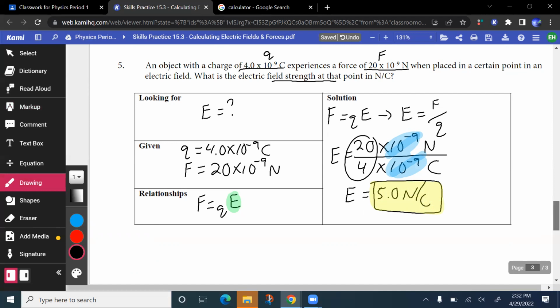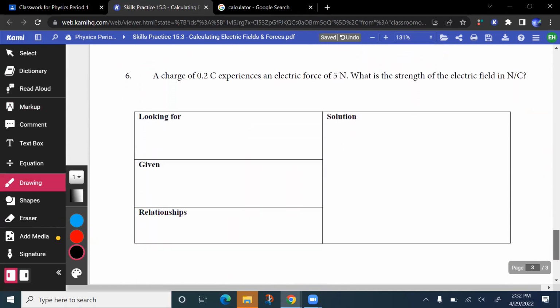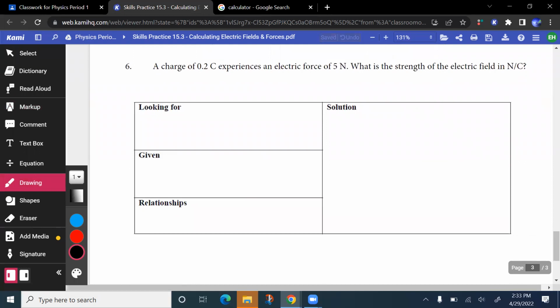And finally, number 6. It says a charge of 0.2 coulombs experiences an electric force of 5 newtons. What is the strength of the electric field? Again, we're looking for E. Charge is 0.2 coulombs. Force is 5 newtons. Electric field strength is what we're looking for. So Q times E equals F.